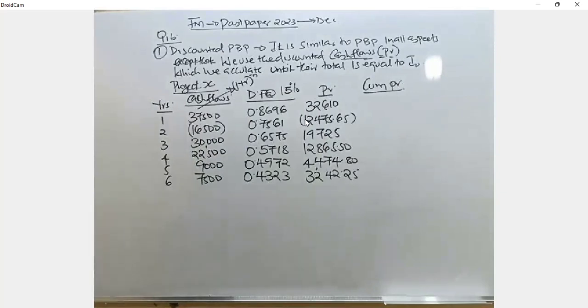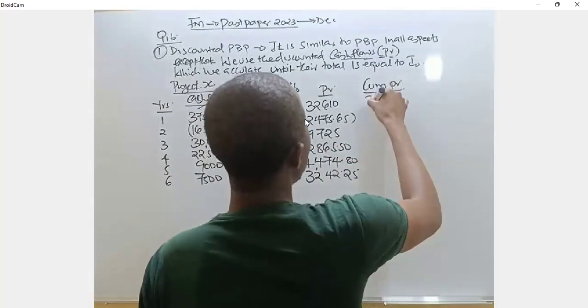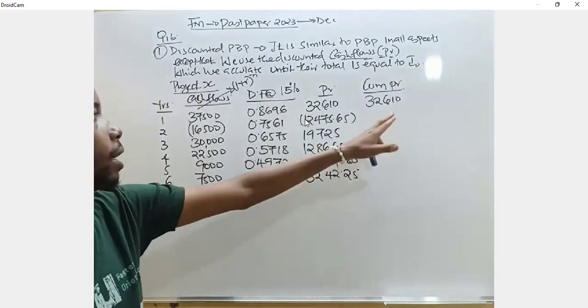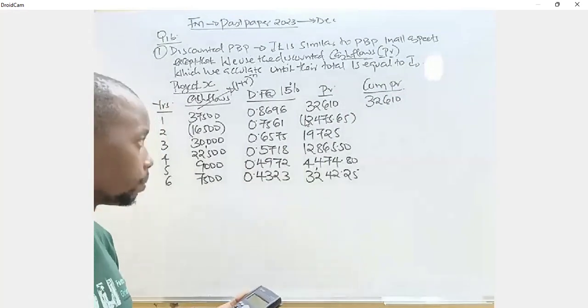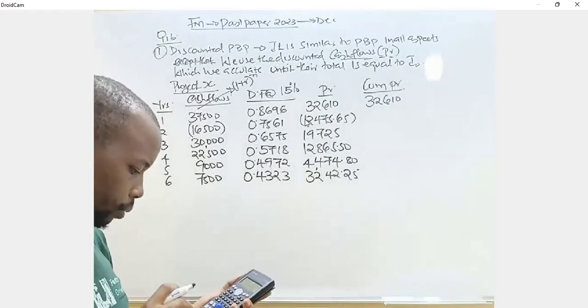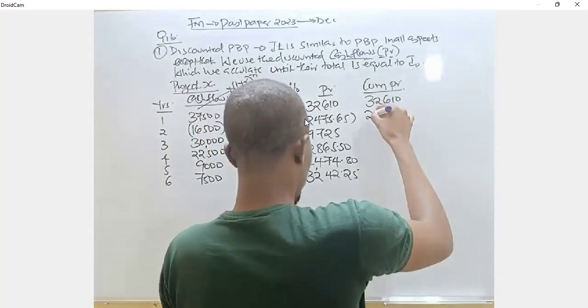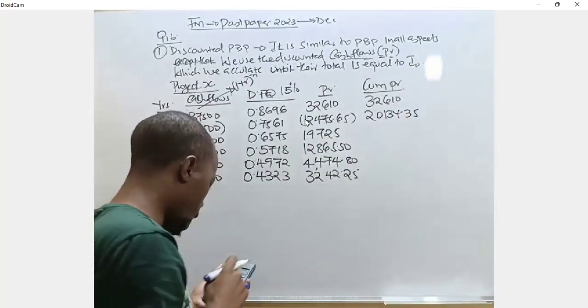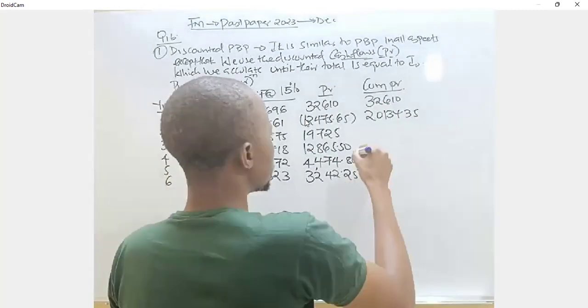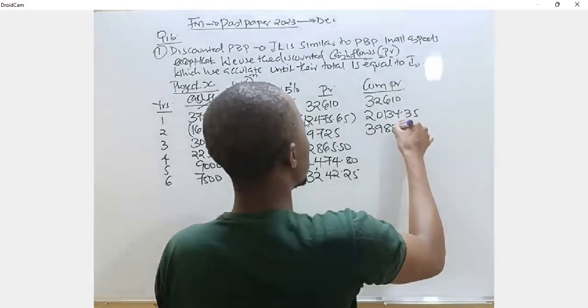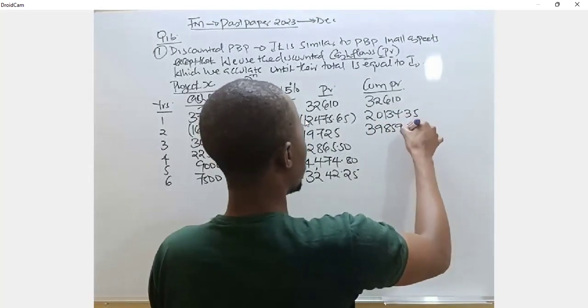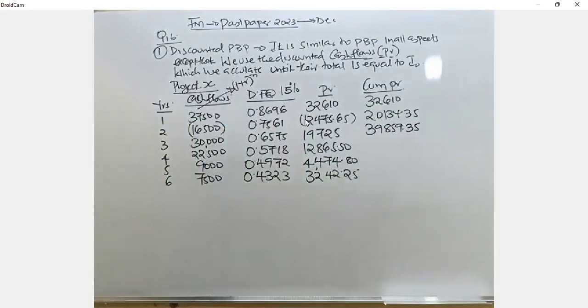Until we achieve our initial outlay. So for example, when you look at the initial investment under our first project, which is Project X, we are being told it is around 57,750. So in this case, we're going to be starting with the 6,522, plus minus 12,475.65. We are getting 20,134.35. We add 19,725, getting 39,859.35, correct?